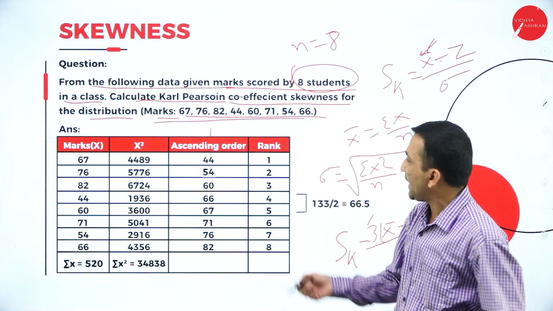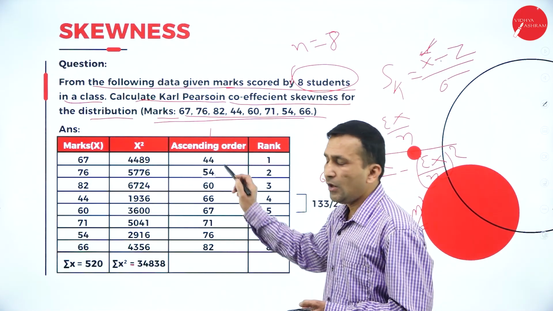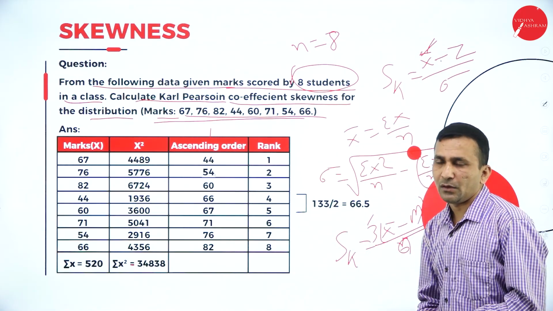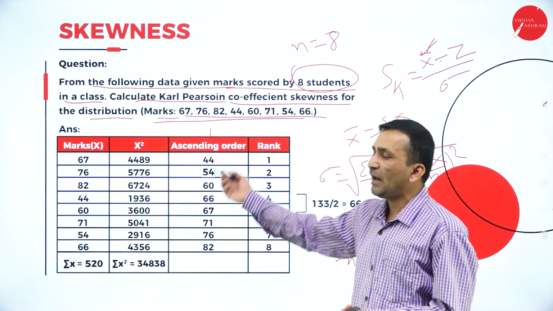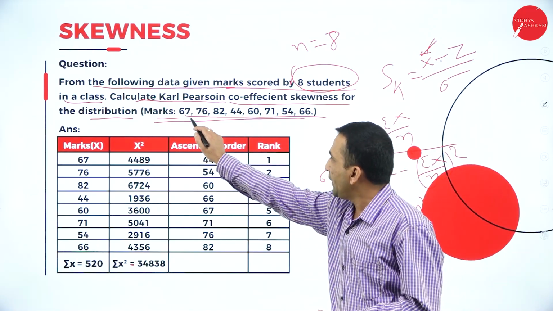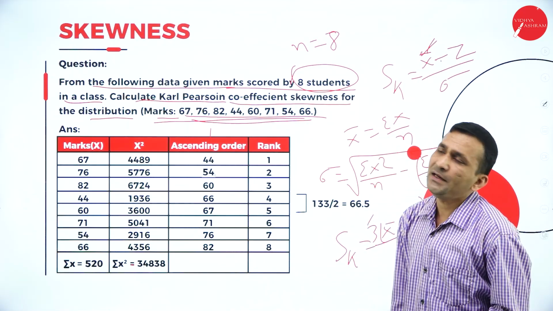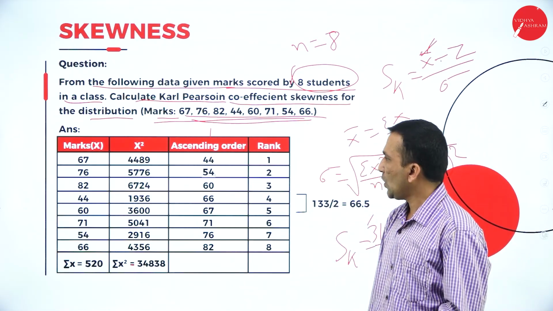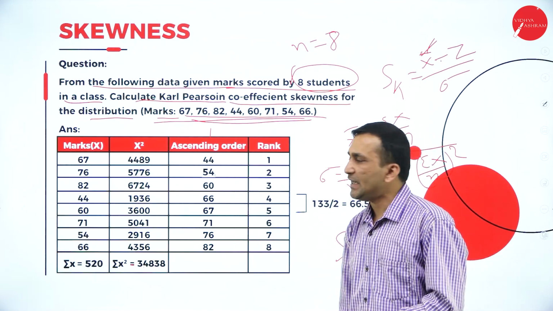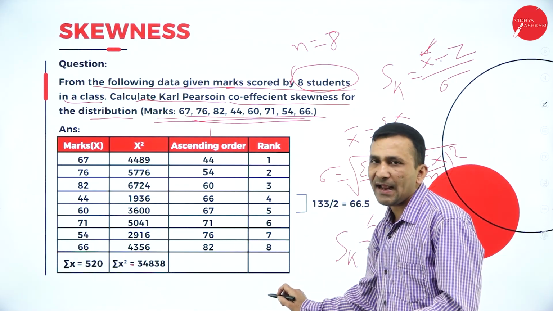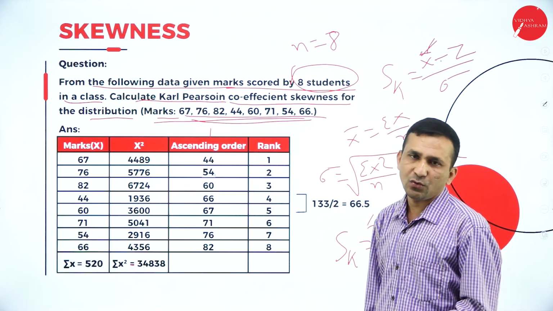The first step is arranging the data in ascending order. Now you need to apply the formula in the next slide. Whatever the data set given, the first step I need to follow for median is arranging in ascending order. After arranging in ascending order, I just want to give rank, 1 to each student.